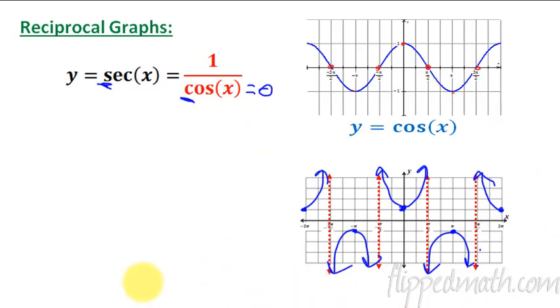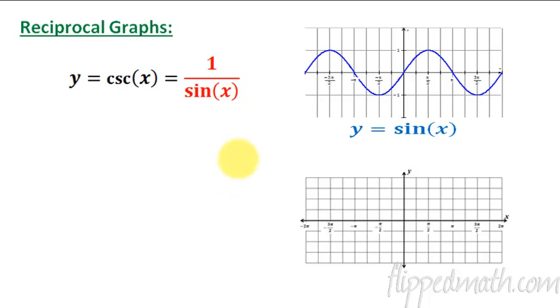So let's go to the next one, which is cosecant. Again, if I have a C, it's going to go to S for the reciprocal.